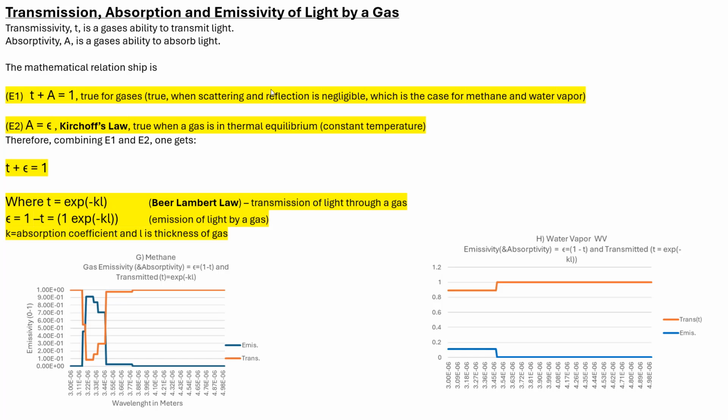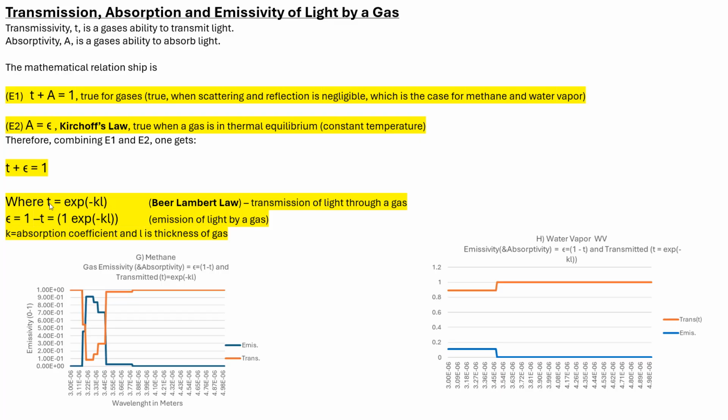Transmission, absorption, emissivity of light. We talked about this already. Transmission plus absorption equals 1, true for gases where reflection is minimal. Kirchhoff's law says absorption is equal to emittance if the gas is at a constant temperature. So we can replace A with epsilon here, and transmission plus emittance is equal to 1.